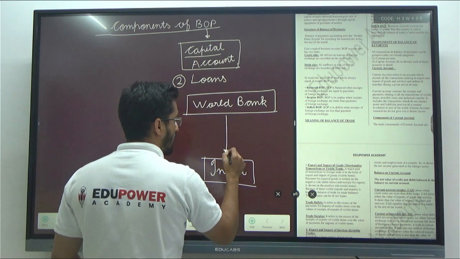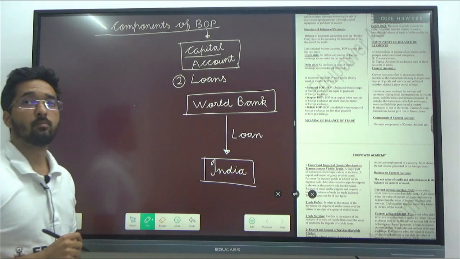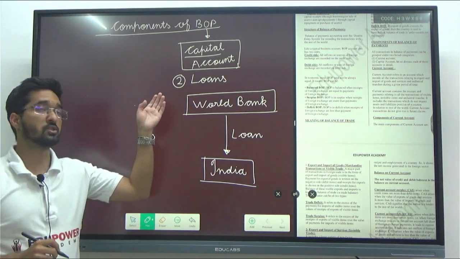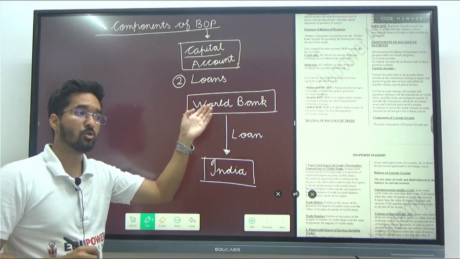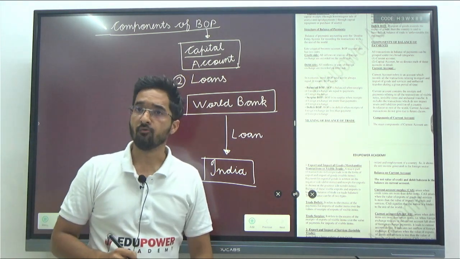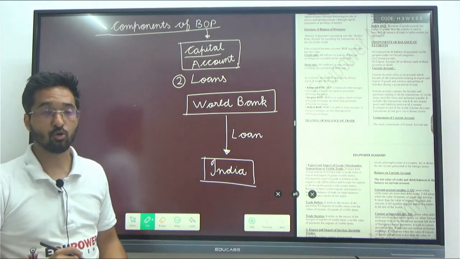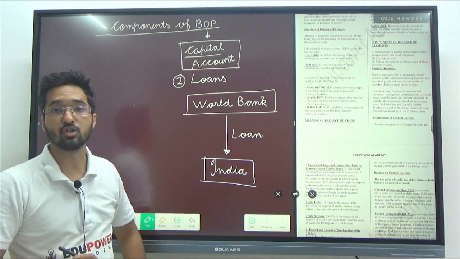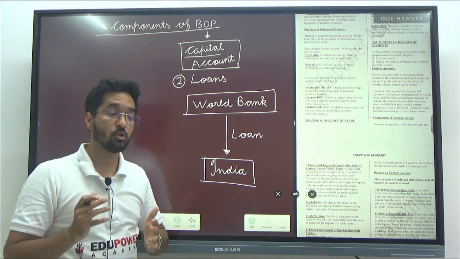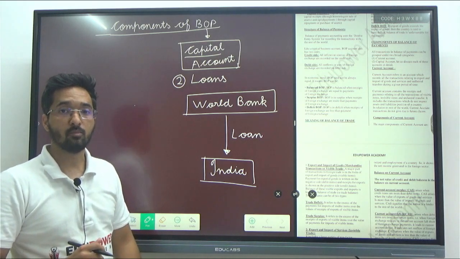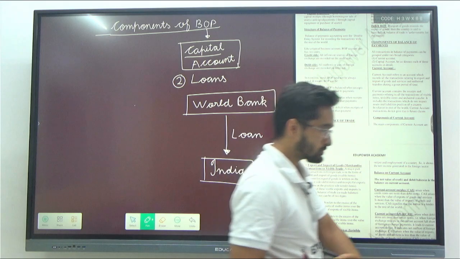This loan amount, if I talk about the loan amount, it will be on which side of the BOP? In the capital account, the loans head, and it will be on the credit side or the debit side? It will be on the credit side of the balance of payment, because money has flown to India, loan has come to India. That loan amount that has come to India will be included on the credit side of the balance of payment. Okay.